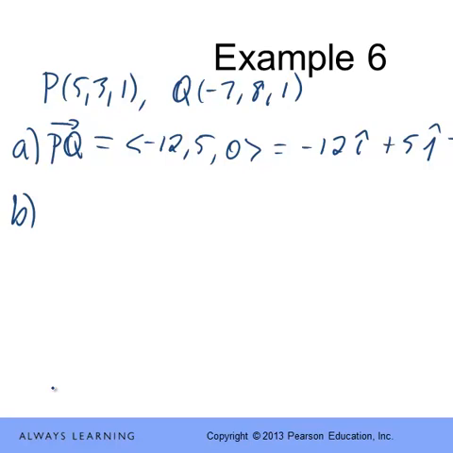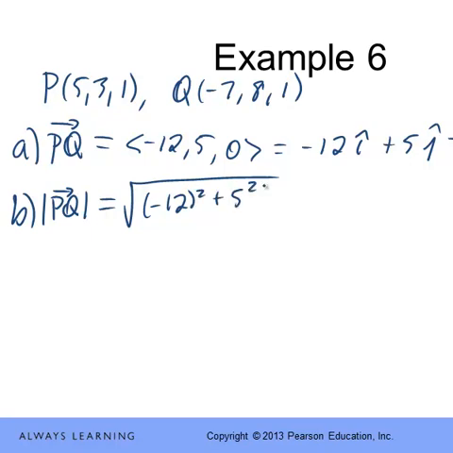Now part B of this problem, find the magnitude of PQ. So the magnitude of PQ, using the distance formula, is the square root of the sum of the squares of the components: -12 squared plus 5 squared plus 0 squared. So that's going to be 13. No surprises. So the length of that vector is 13 units.